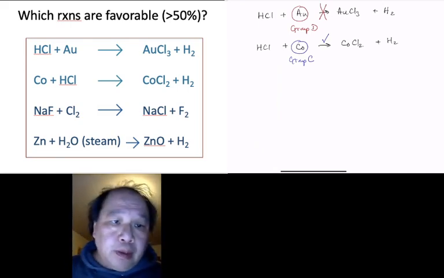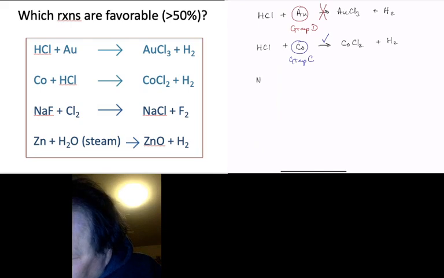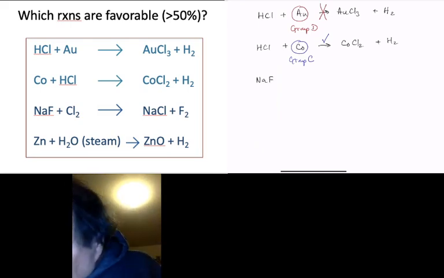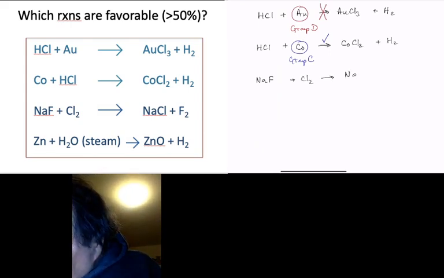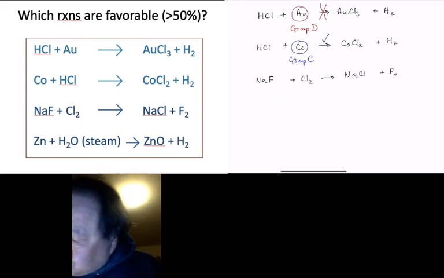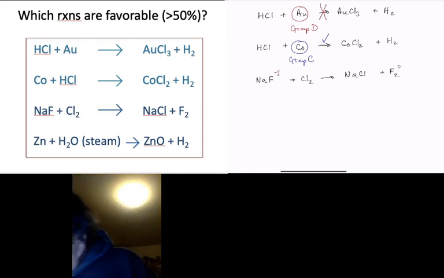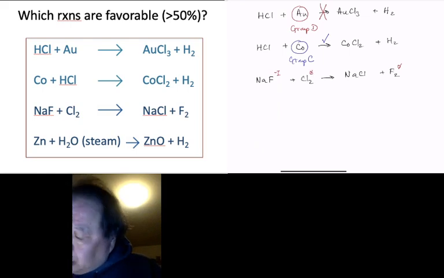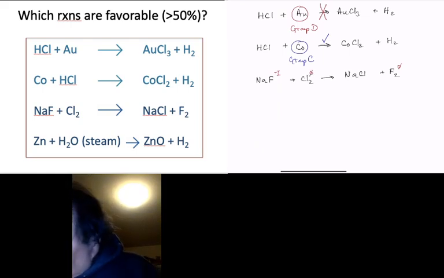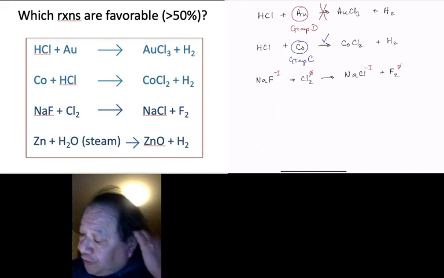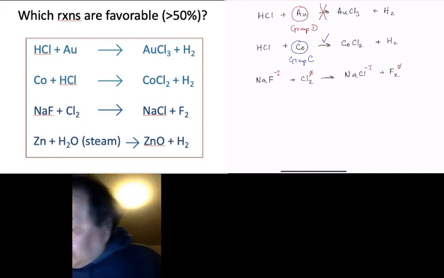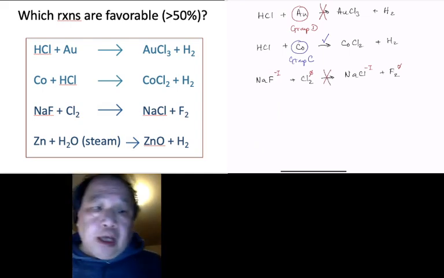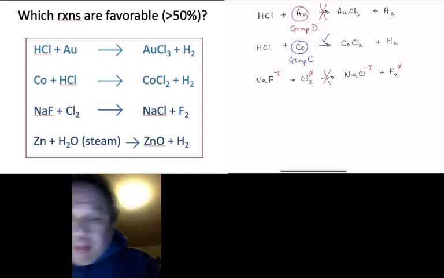Third problem. NaF plus Cl2 going to NaCl plus F2. Let's do some oxidation states. The F is -1 here, 0 here. The Cl is 0 here. All pure elements are 0 to -1. The F is getting oxidized, but fluorine is the more electronegative atom. This reaction does not occur. And then we'll do the last problem.